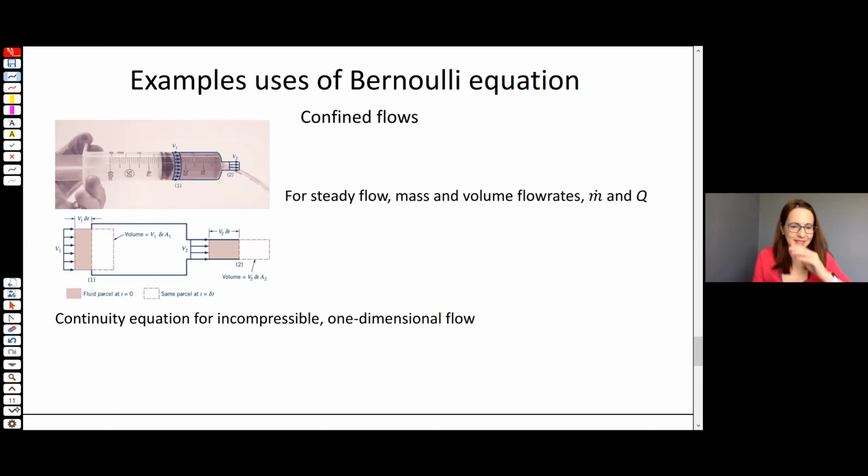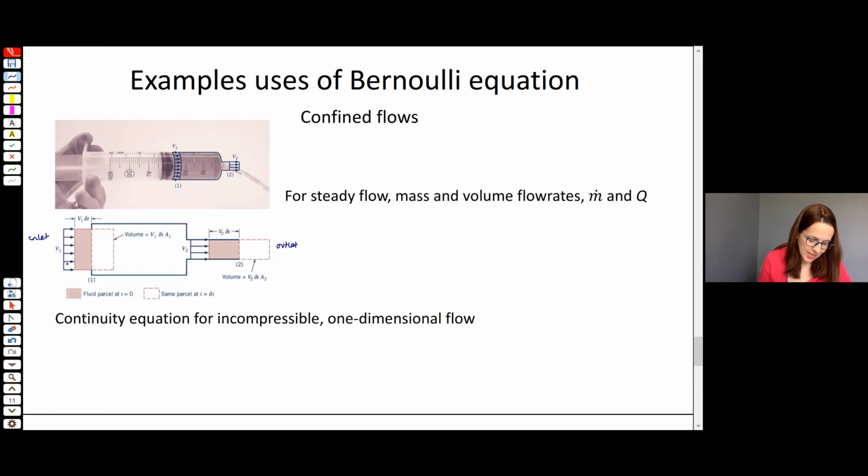All right, last concept today is the concept of using the Bernoulli equation together with a continuity equation, or the equation that tells us about the conservation of mass, to deal with flows through confined systems. So in these systems, the fluid inside the container is not open to the atmosphere. It may be at an entrance or an exit, but in general, it's not. So if you consider a fluid moving through a fixed volume with one inlet and one outlet, like for example, through this syringe here on the left.